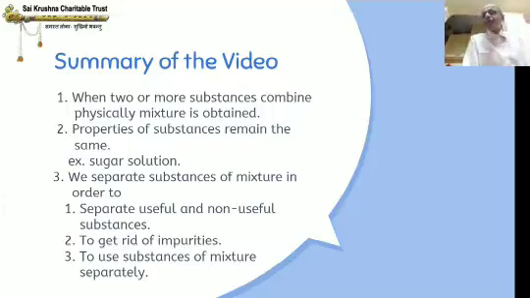So for example, let us take sugar and water. They are combined together to form a sugar solution. Say at some point of time there is only sugar solution, no water is available, but water is very much required. Only water, not the sugar solution. So what do we have to do? We have to separate sugar from water so as to obtain water for consumption. That is the meaning of the third point: to use substances of a mixture separately. Sometimes we need to use them separately also.